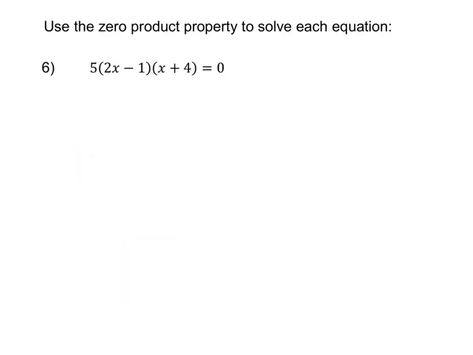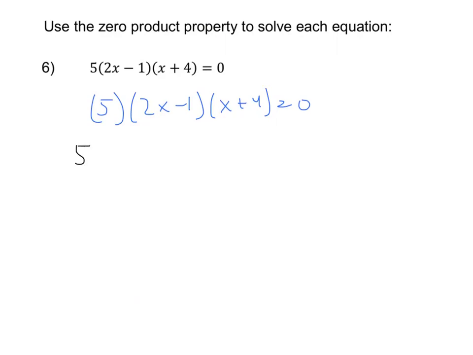Last one. Okay, so again, please pause and try this on your own. All right, thanks for doing that on your own. And if you didn't do that on your own, shame on you. All right, so we have 3 factors here, right? We've got 5 times 2x minus 1 times x plus 4 equal to 0. All right, again, zero product property says that if this statement is true, then one of these 3 things has to be equal to 0.